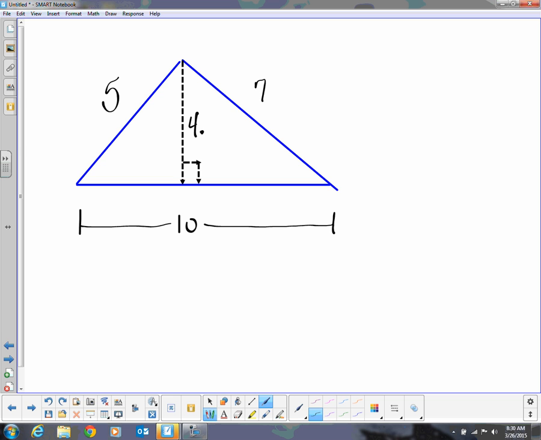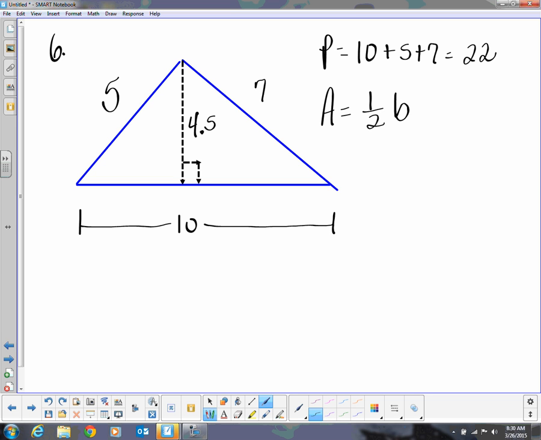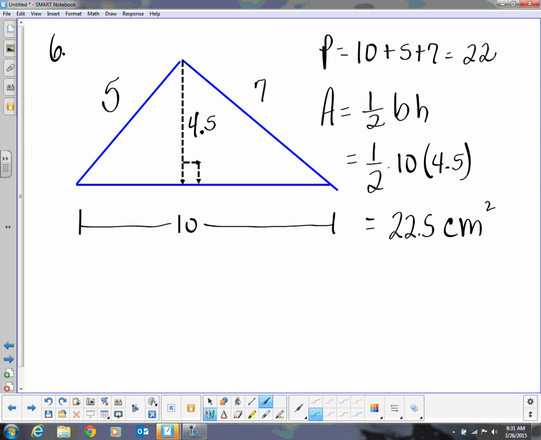All right, so perimeter. What do we add for perimeter? This is number 6. 10, 5, and 7. Why not 4.5? Because that's the height. What's the area formula for a triangle? Okay, so what is my base? What is my height? How do you know? Good, that's what I was looking for. 10 times 4.5 is 45, and half of that is 22.5 centimeters squared. Yeah, I didn't put my units. Next.